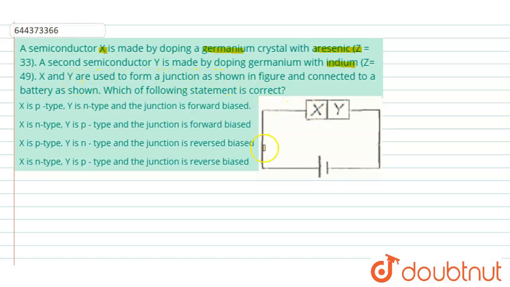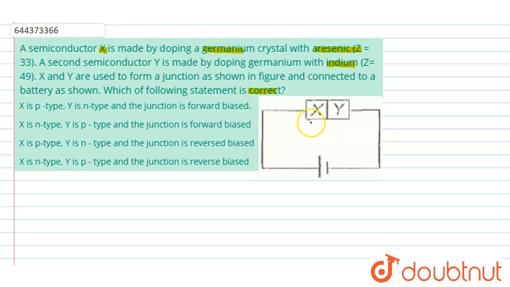You can see that X is connected with the positive terminal and Y is connected to the negative terminal of the battery as shown in the figure. We have to choose which of the following options is correct. So how do you solve this type of question? First, we need to determine whether X is a p-type or an n-type semiconductor, and whether Y is a p-type or n-type semiconductor.